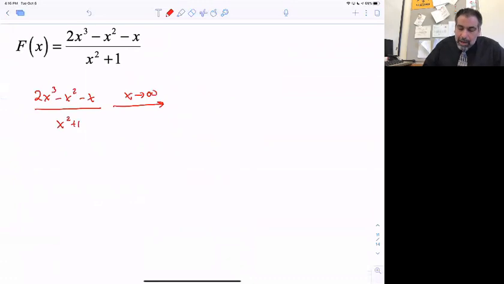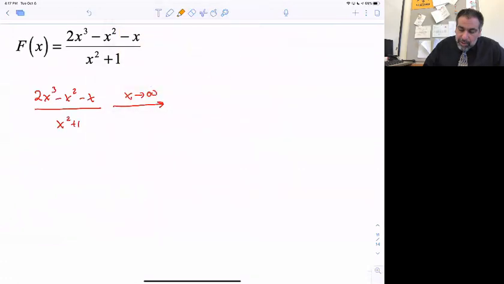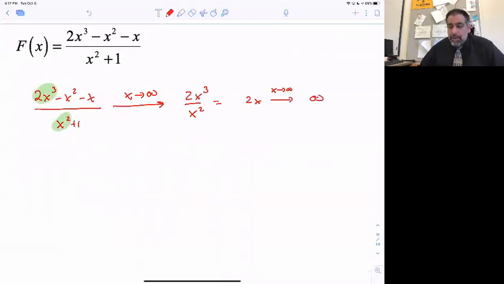Well, again, we're going to talk about the significant terms. The significant term is the term that has the greatest exponent. So this is the significant term at the top, and this is the significant term on the bottom. Our function is going to behave like the significant terms behave compared to each other. So the other ones are insignificant, which literally means you can ignore them, but only when we're going to infinity as we are in this problem. That's going to give us 2x when we reduce. Now if you ask what happens to 2x as x goes to infinity, it's going to go to infinity.